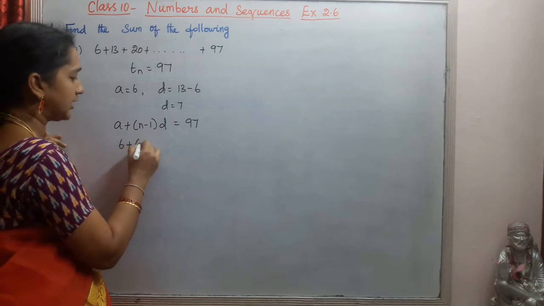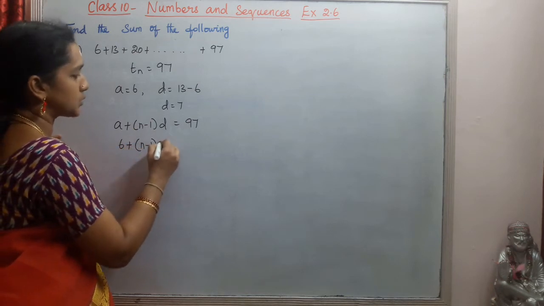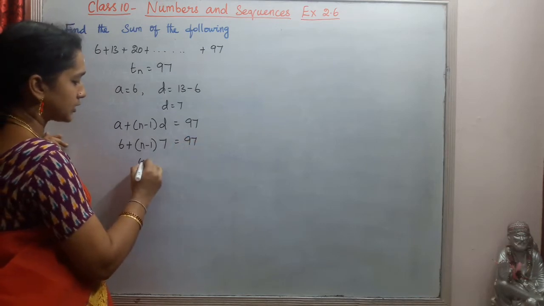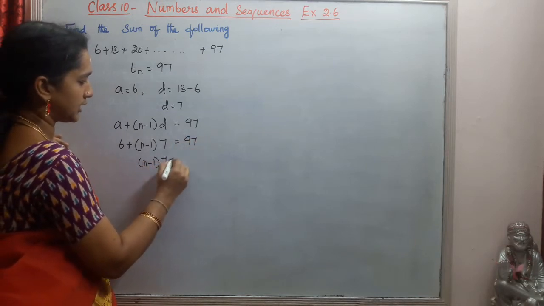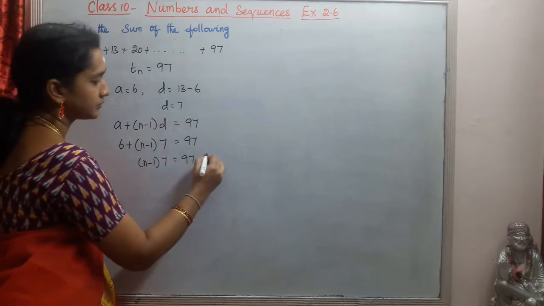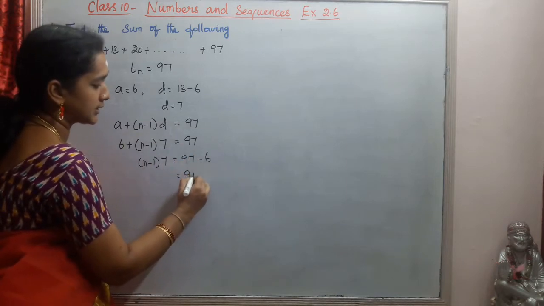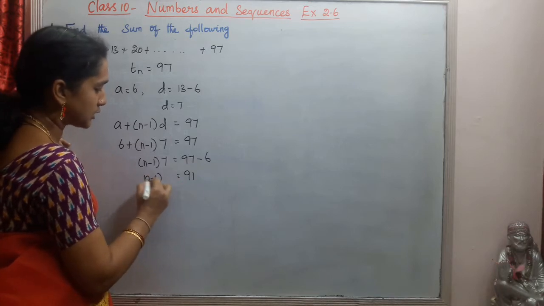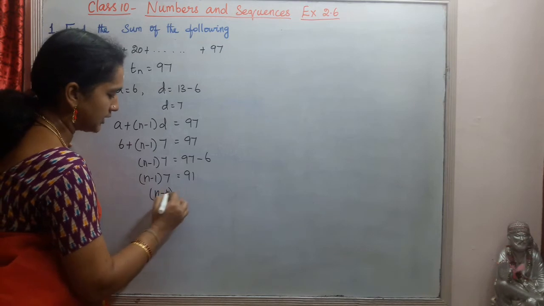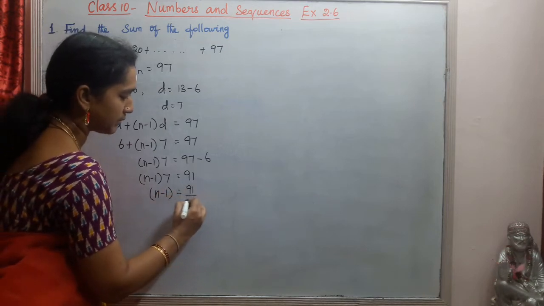So 6 plus n we don't know. n minus 1 into D, which is given as 7, is equal to 97. So n minus 1 into 7 is equal to 97 minus 6. 97 minus 6 is 91. So n minus 1 into 7 is equal to 91. So n minus 1 is equal to 91 by 7.